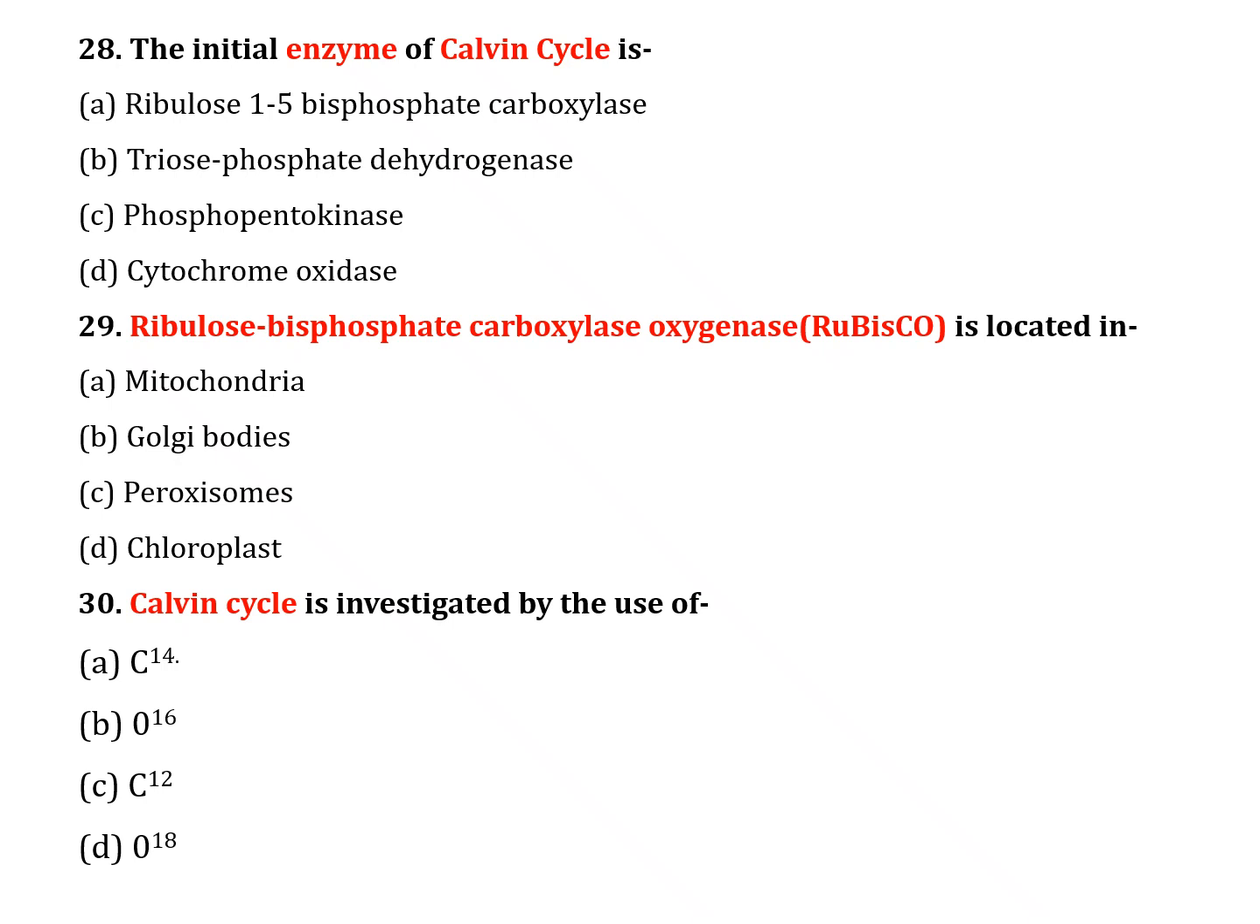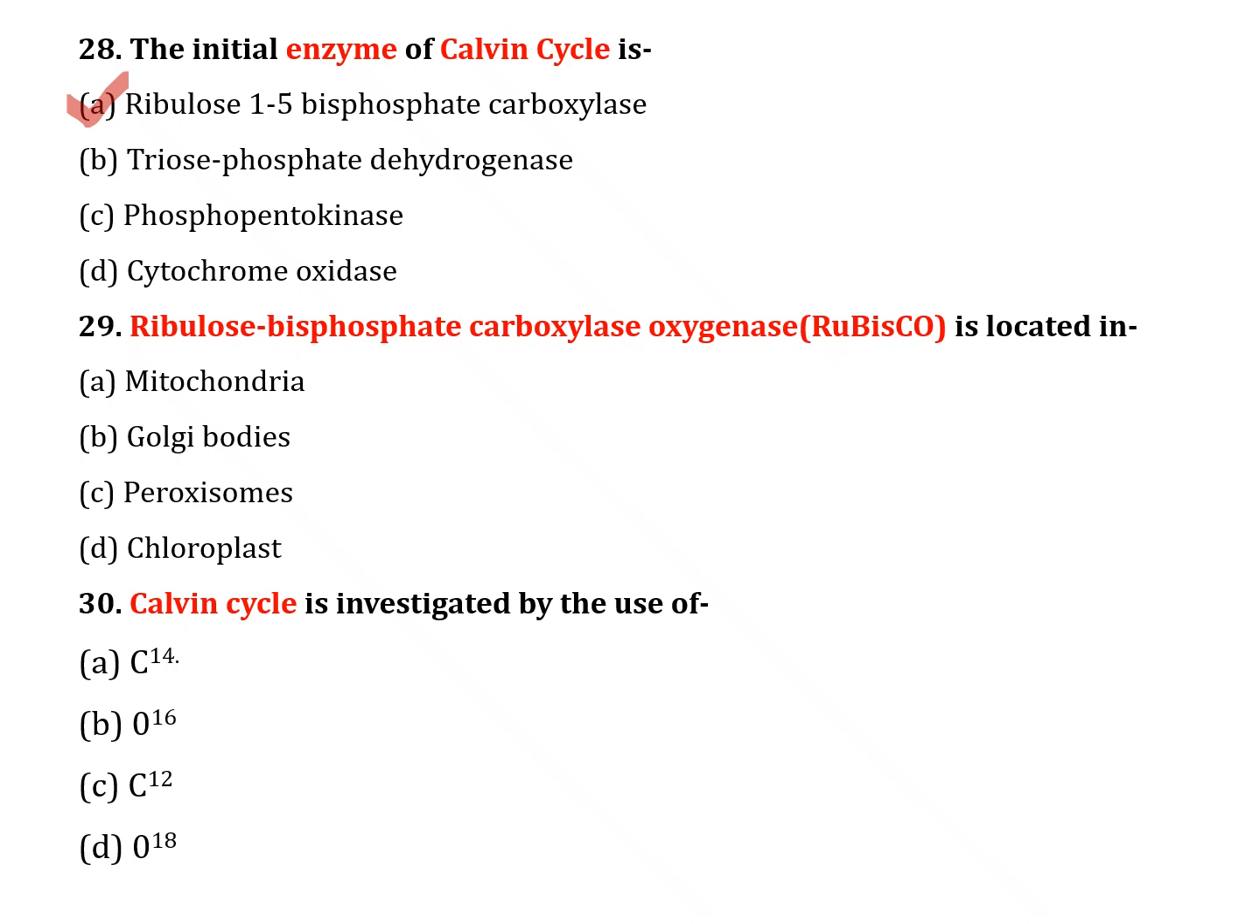The next question, number 28. The initial enzyme of Calvin cycle is option A, ribulose 1,5 bisphosphate carboxylase. Option B, triose phosphate dehydrogenase. Option C, phosphopentokinase. Option D, cytochrome oxidase. The correct answer is option A, ribulose 1,5 bisphosphate carboxylase. That is Rubisco.